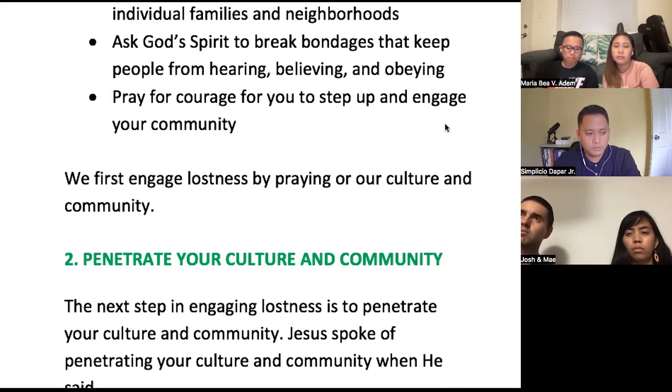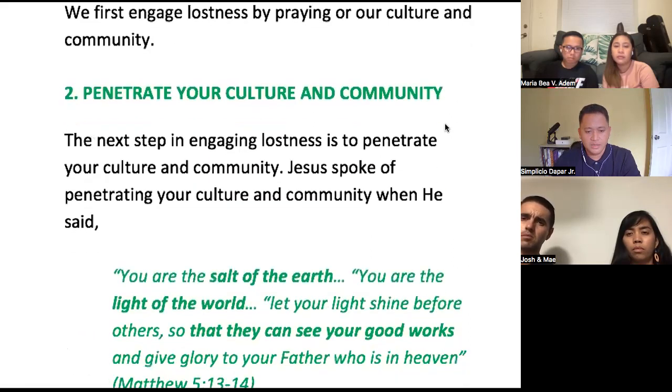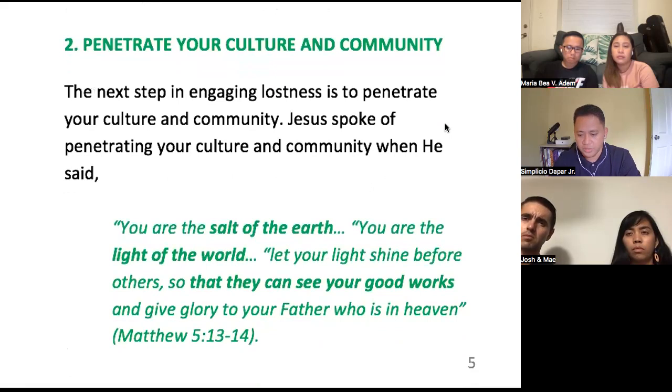And then once we have done that, here's the next practical step: we penetrate our culture and our community. So when we are praying, now it's time for us to penetrate the culture and community. The next step in engaging lostness is to penetrate your culture and community. Don't worry, guys, I will give you notes of this material after, so you can just focus on what I'm saying.